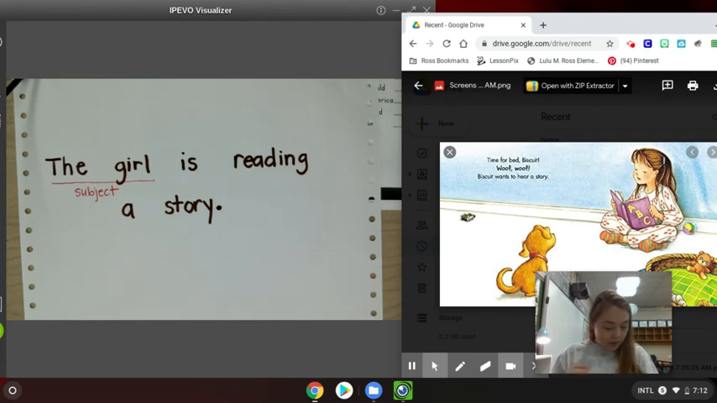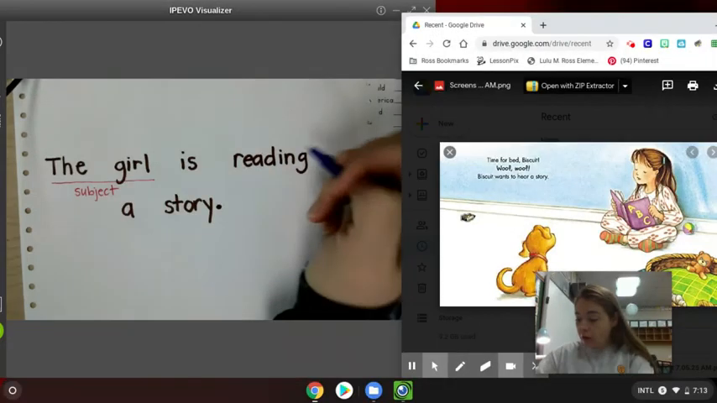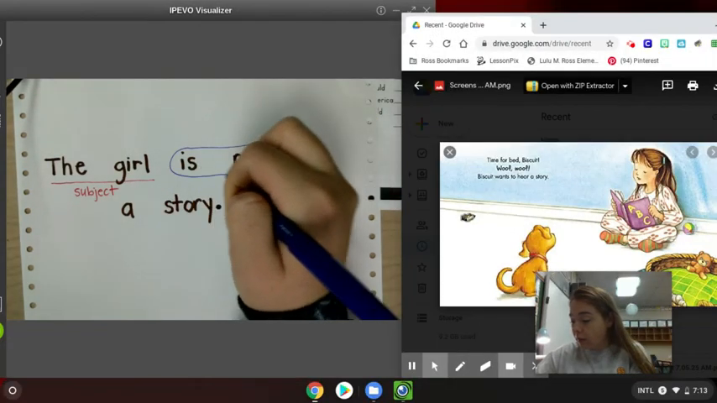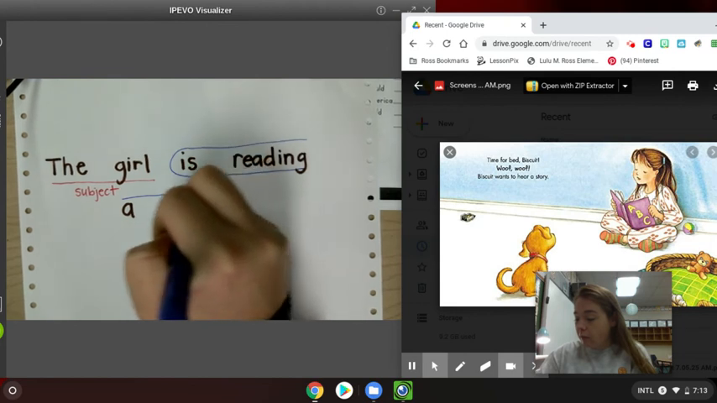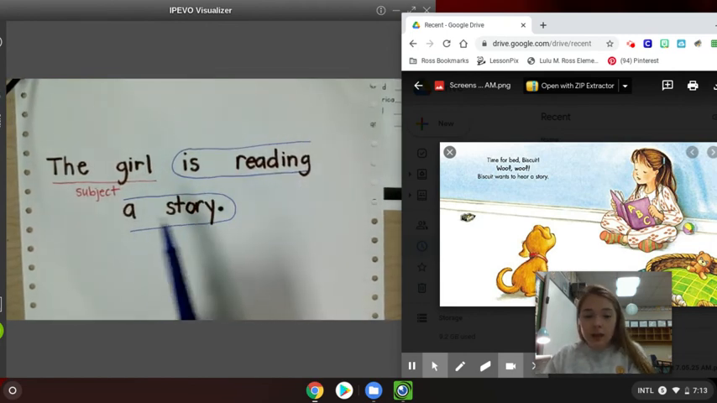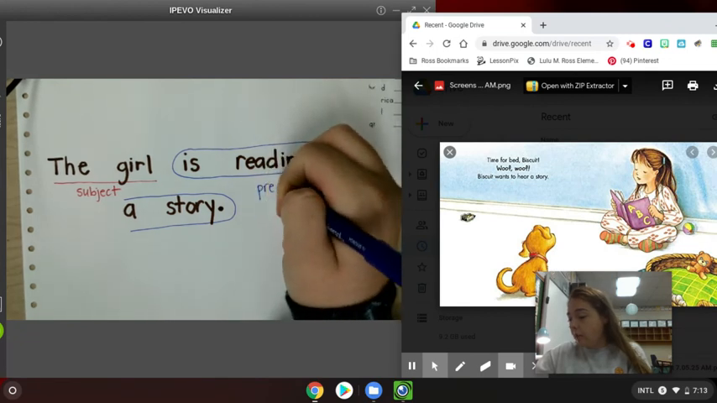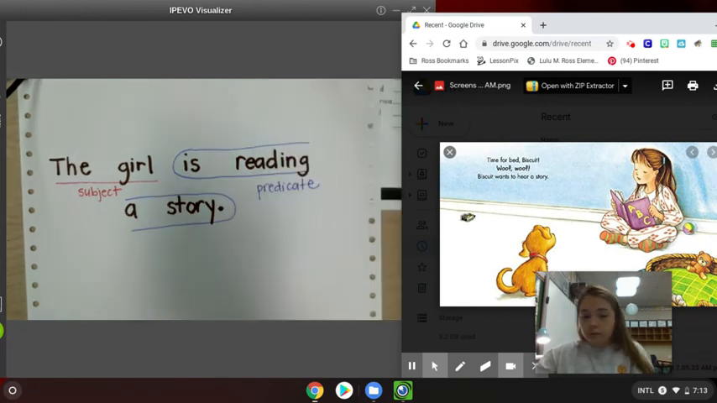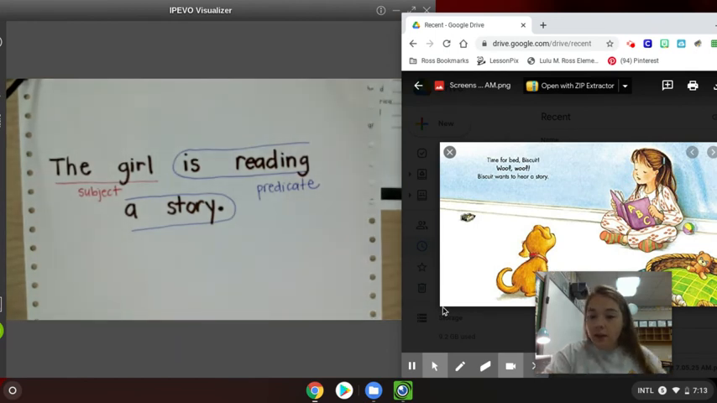Now, the predicate of the sentence is what the subject is doing or is. So let me think. We know that the subject is the girl. What is the girl doing? Let's think about it. Did you say that the girl is reading a story? You are right. I'm going to circle the predicate in blue. The predicate of my sentence is reading a story, and I'm going to label that predicate. Very good, finding the subject and predicate of the sentence.